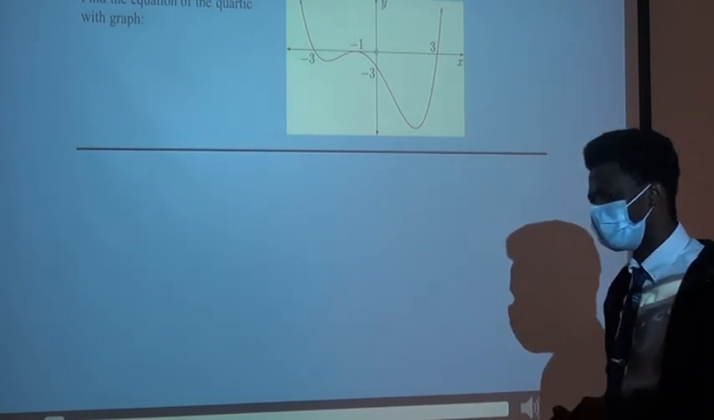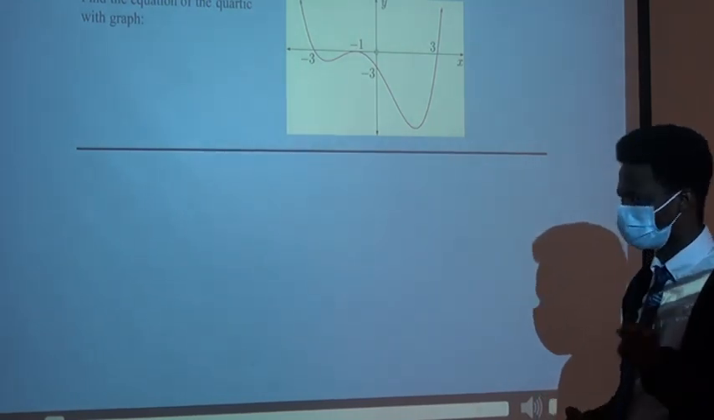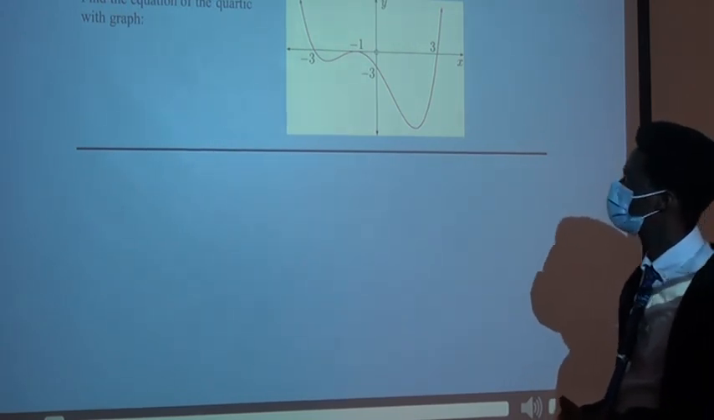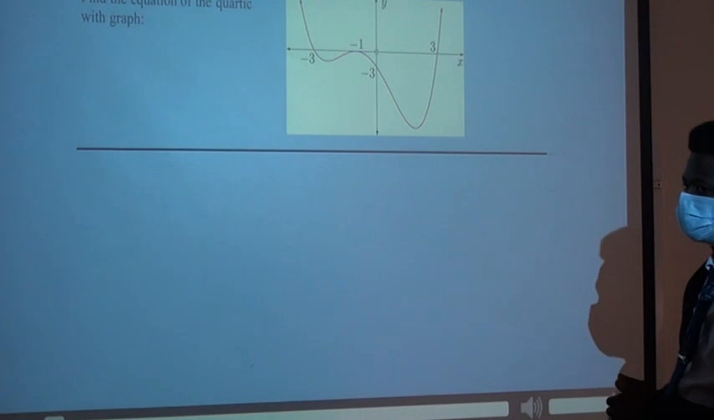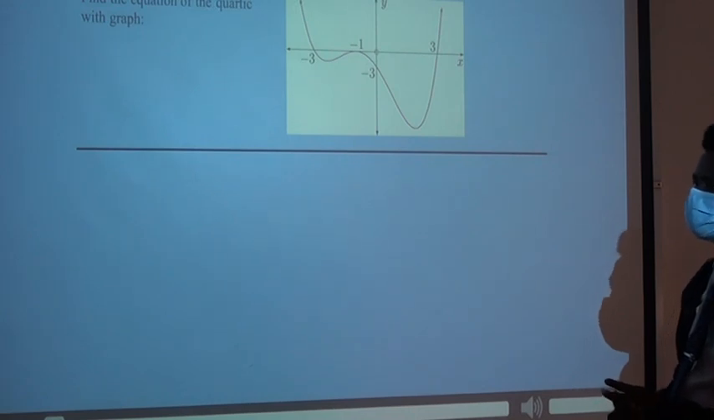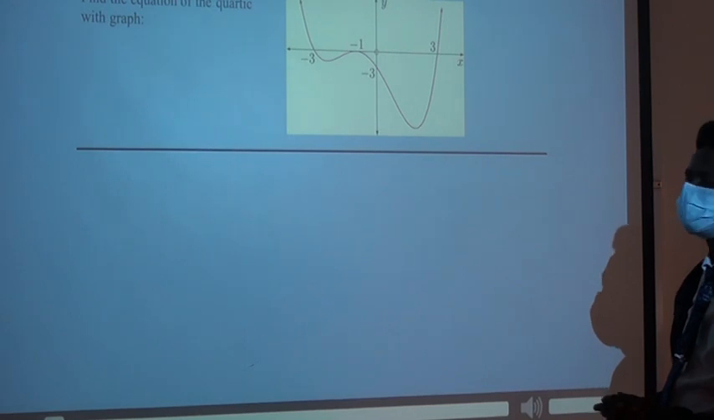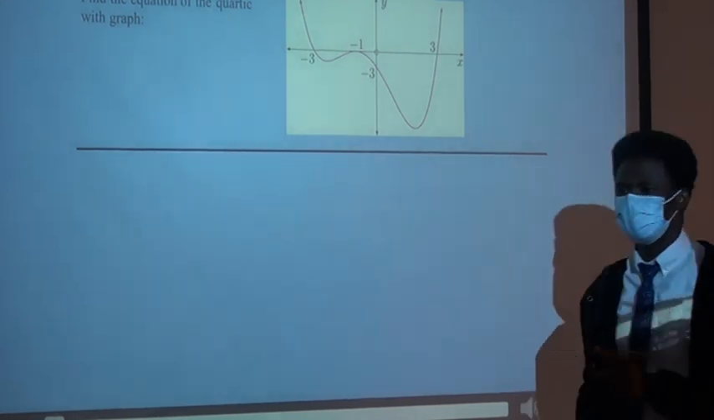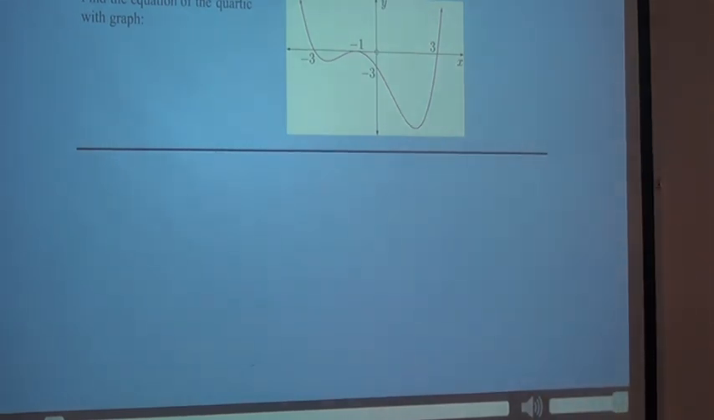Y is equal to a, open bracket, x plus 3, close bracket, open bracket, x plus 1, close bracket squared, and then open bracket x minus 3. And to find a, what do you need to find your a? The y-intercept, which is minus 3.